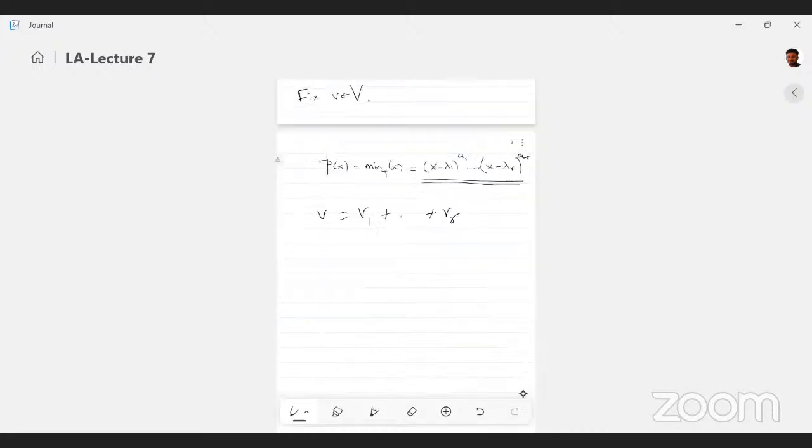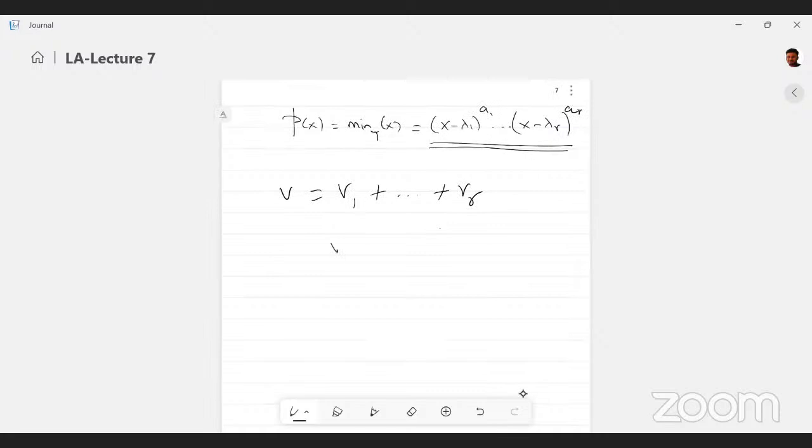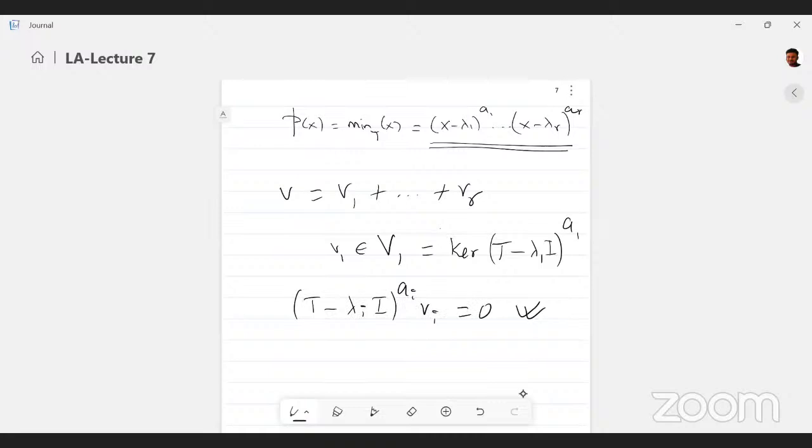But what is the condition? The condition is that v1 should be inside capital V1, which is the kernel of (T minus lambda 1 identity) power a1. That means (T minus lambda i identity) power ai should kill this vi. So this is what we want. Somehow this vi should be killed by this. I also want to come up with this vi, but I want to use this information.